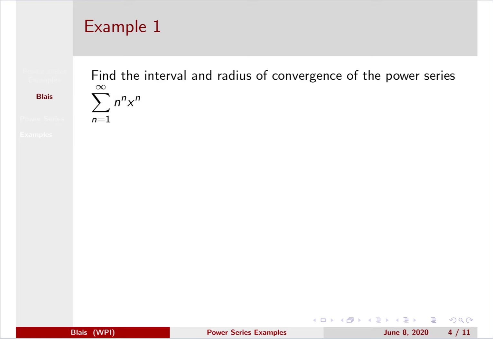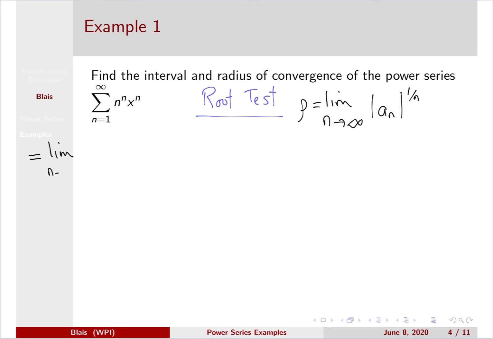Well, how do we figure that out? We can use either the ratio test or the root test, and this is a very natural example to use the root test. Recall, for the root test, we set rho to be the limit, as n goes to infinity, of the absolute value of the nth term raised to the 1 over n. Always remember your absolute value signs. In this case, this is the limit, as n goes to infinity, of the absolute value of n to the n times x to the n, raised to the 1 over n.